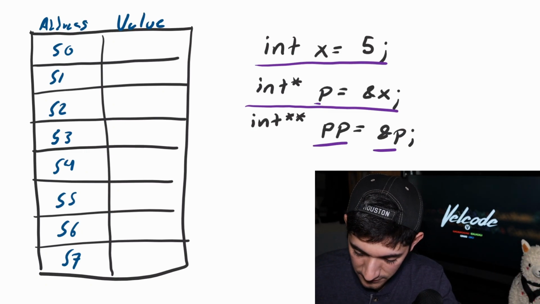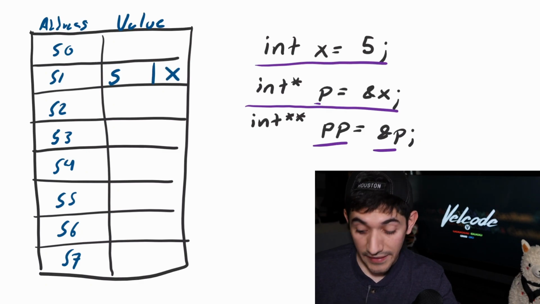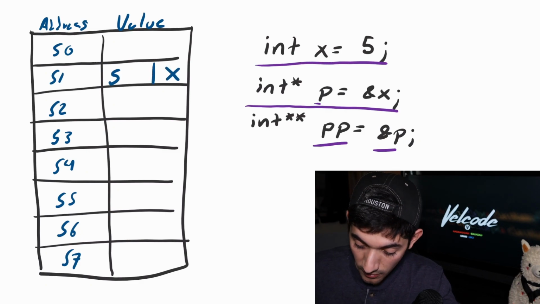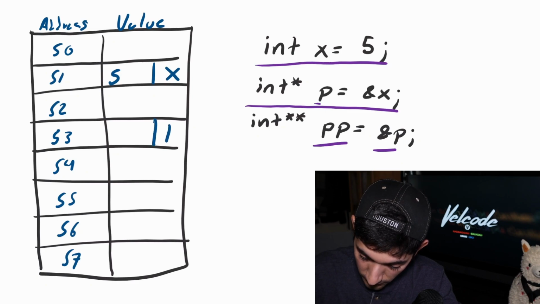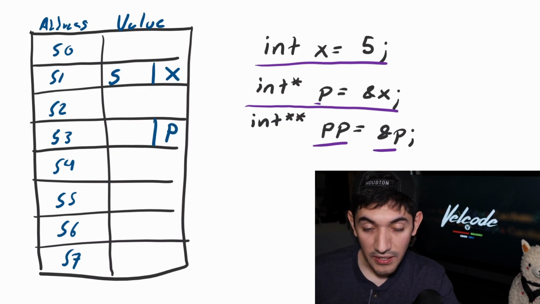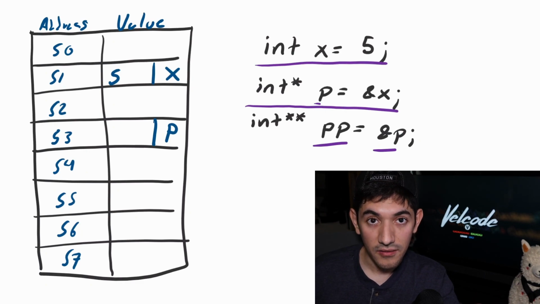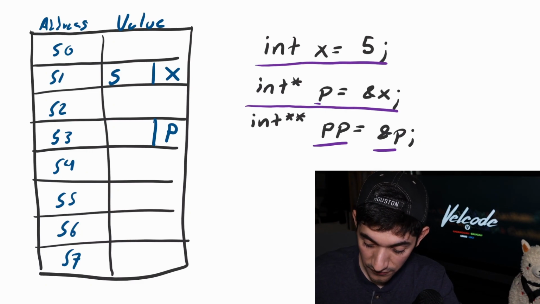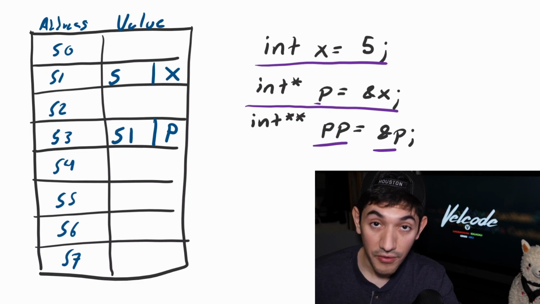So let's say that x is here, right? So 5 is here, and this is x, right? And then let's say we put p somewhere. Well, let's say we put p right here, right? And what is the value in p? Well, the value in p is the address of x. What is the address of x? The address of x is 51. So the value would be 51.